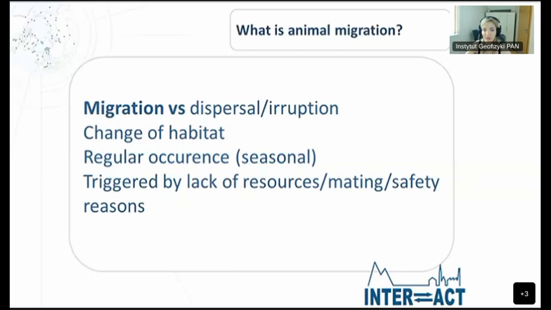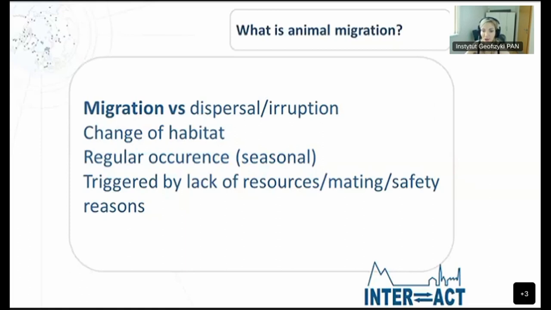So what is animal migration? We should always be aware of the difference between migration and only temporary or small-scale dispersal of animals. So in general, animal migration is relatively long distance. Of course, it's a movement of individuals. Usually it's on a seasonal basis, but as we'll see, that's not always the case. And the trigger for the migration may be climate, change in climate, or rather change in weather more frequently, local availability of food, the season of the year, of course, or some other reasons like mating.